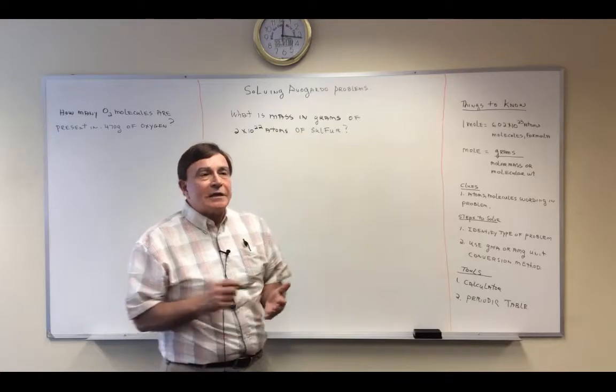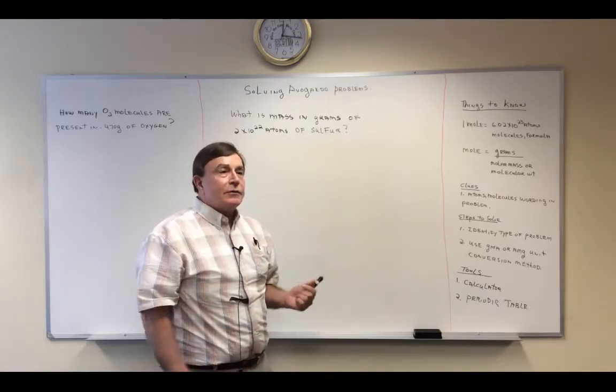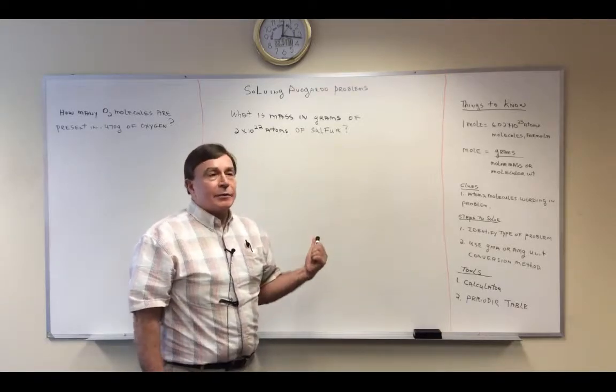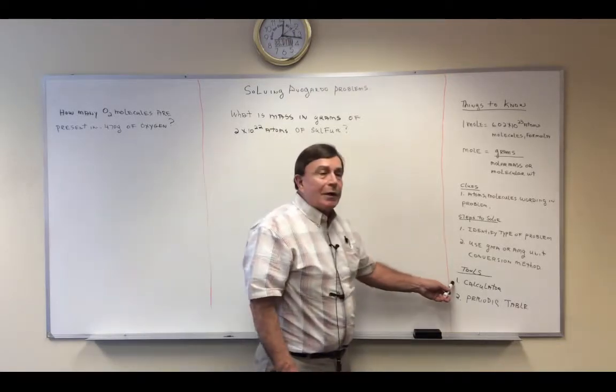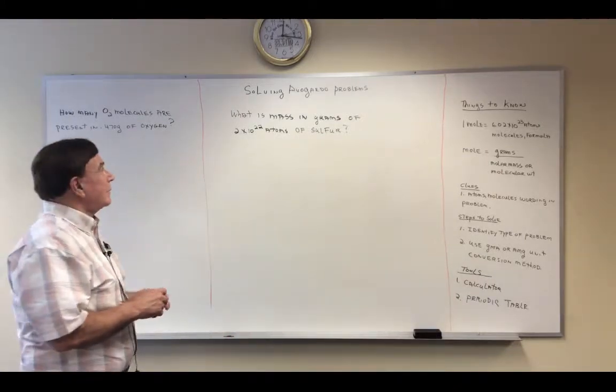Now let's get to what we need to solve these problems in regards to tools. We need two types of tools. The obvious is the periodic table, and the second, also obvious, is the calculator. Now we are ready to start solving these problems.